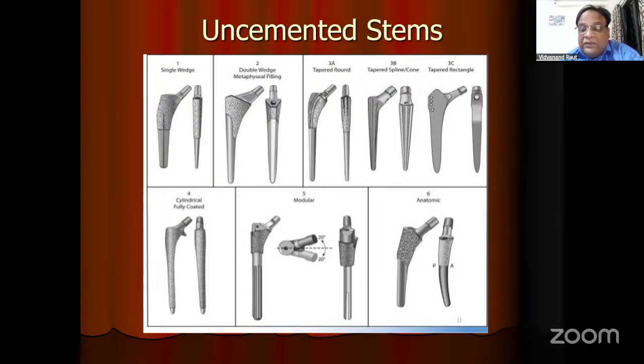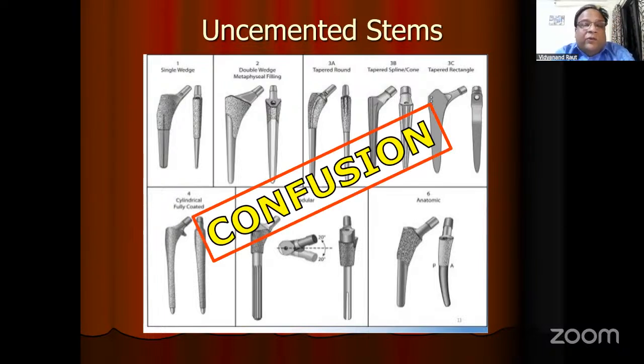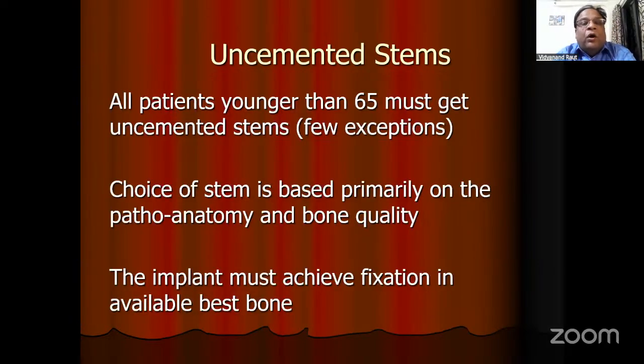But with so many implants available, you can readily imagine that the sheer availability of so many options leads to confusion. So how do we get out of this confusion? The simple way is not to look at what is available, but to look at what is required in a particular patient. So, general rules: all patients younger than 65 years must get uncemented stems. There are a few exceptions where we can use cemented stems, and we will discuss those. But by and large, in patients less than 65 years, try to get an uncemented stem.